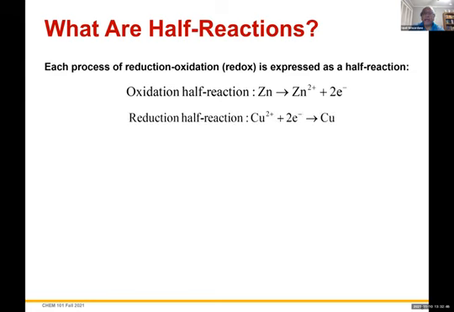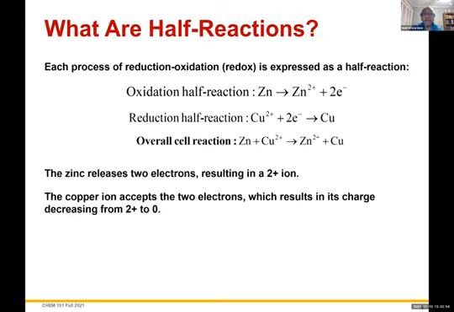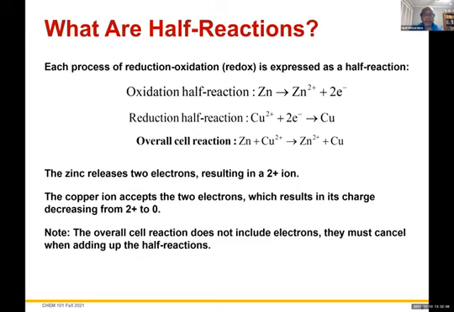There are half reactions for the zinc copper reaction that we discussed in the previous slide. So 2 electrons are transferred from the oxidation half reaction to reduction half reaction. Oxidation half reaction takes place at anode. Reduction reaction takes place at cathode.